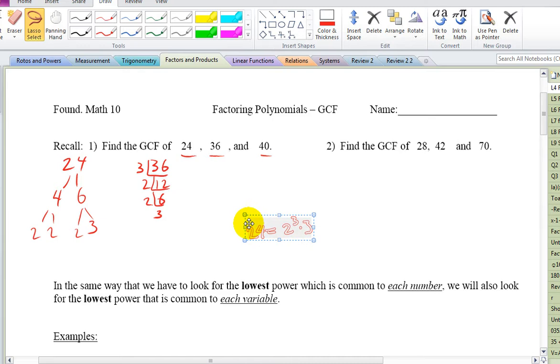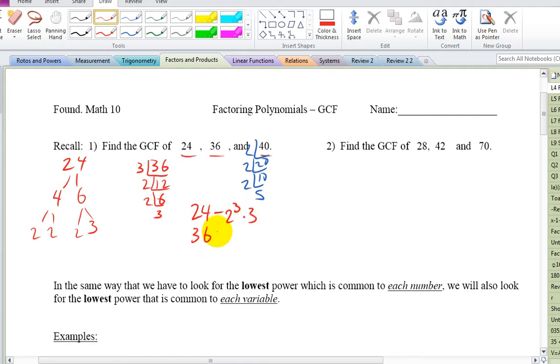Okay, so then 40 we can do the same. So 40 we'd get to 2, 20, 2, 10, 2, 5. So then when we're doing this and writing these out, we can see 24 would be 2 cubed times 3. 36 would be 2 squared times 3 squared. And 40 would be 2 cubed times 5.